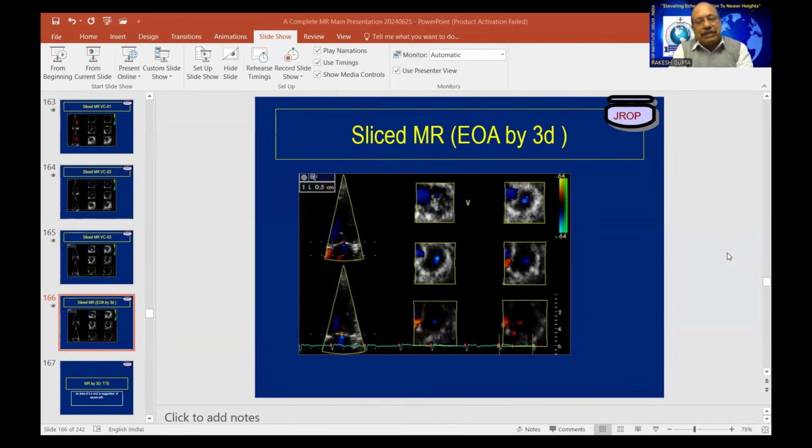First important point, and second important point is look at its pulmonic venous flow pattern.